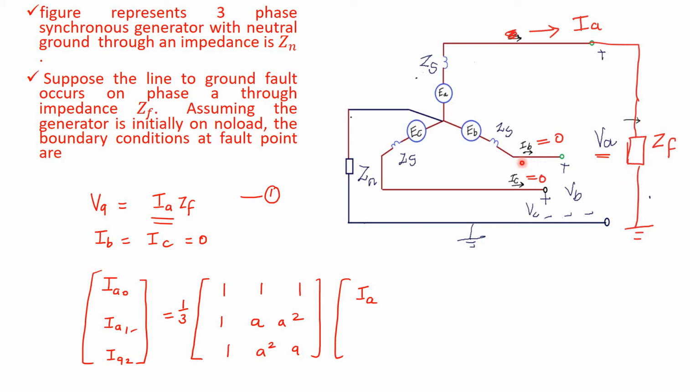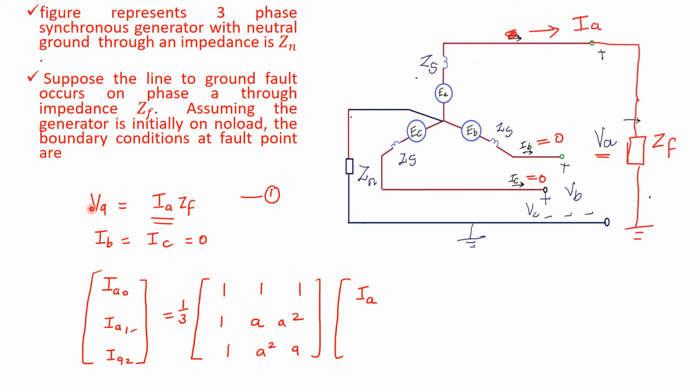Assuming the generator is initially on no load, the boundary conditions at the fault point are as follows. Here this is the voltage Va. The current flowing through is Ia. The generator is on no load condition, so Ib equal to 0 and Ic equal to 0. Next I am going to write the boundary conditions.